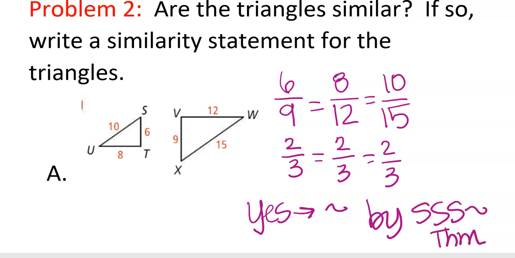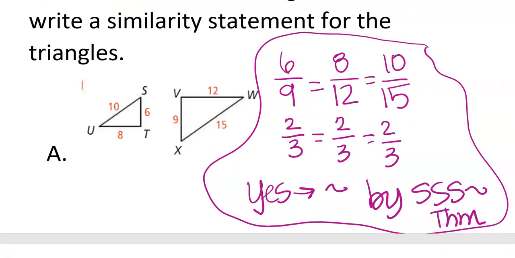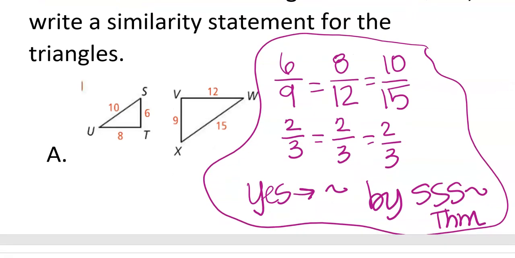And that's it. You do have to show all of this. You can't just say yes, side, side, side similarity. You got to show it. So kind of like on those triangle ones or the picture ones where you had to show if they were a rhombus or not. It's kind of like that. You have to do something to show that.